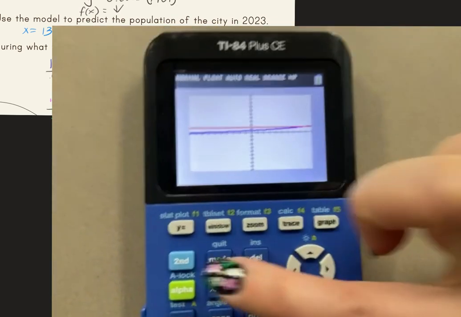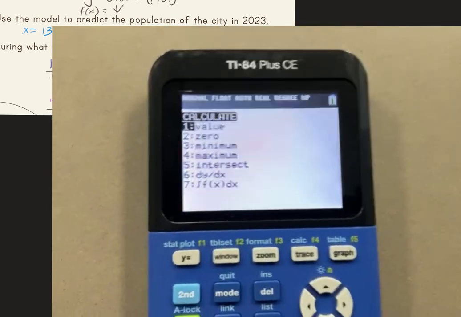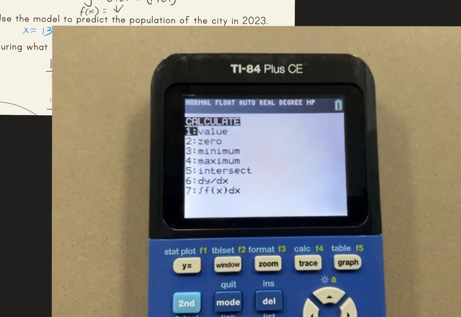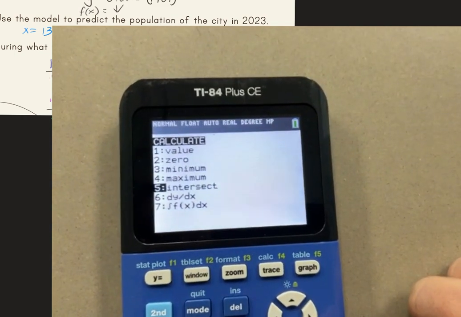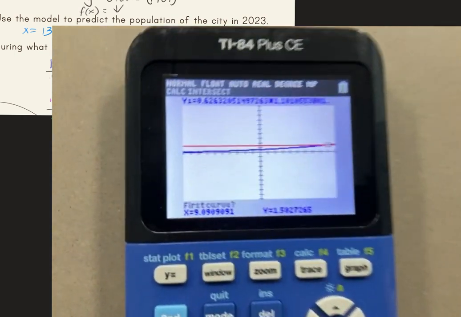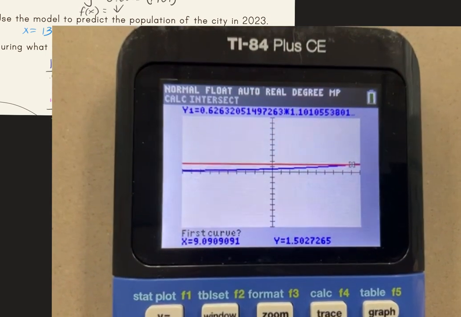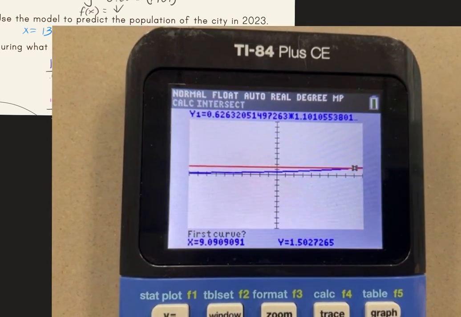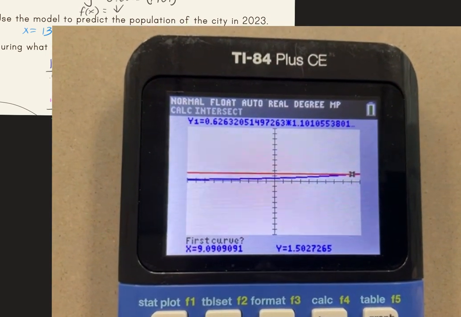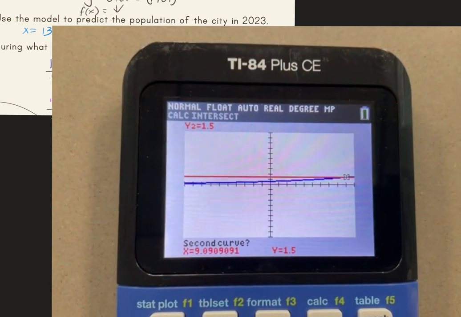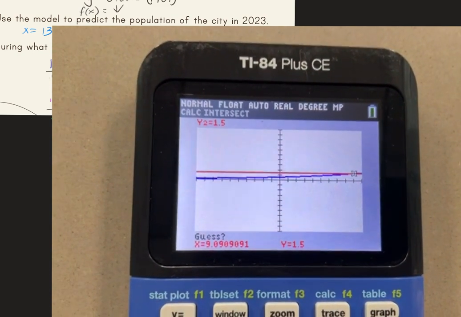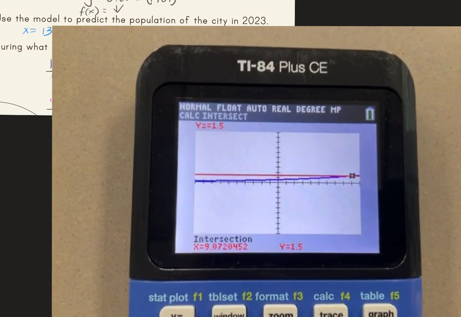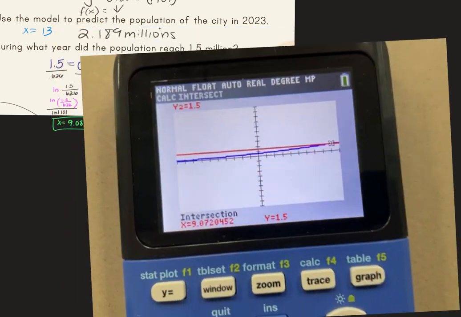And then I go second, trace, and I get to the calc menu. And number 5 is intersect. So if I go down or if I hit 5, I hit intersect. And then it doesn't matter which one it's on, first or second, as long as it eventually highlights both of them. So I'm on my first curve, I'm on the second curve, and then I hit enter again to guess. And it will put you at the intersection.